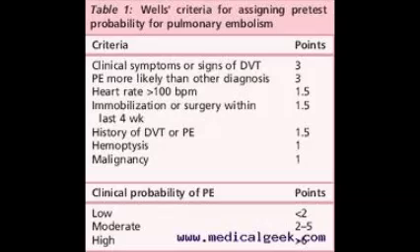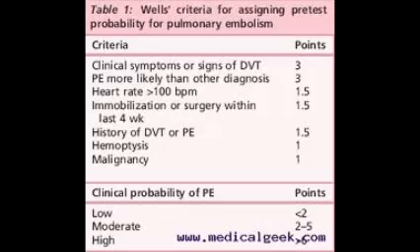Don't stands for the DVT symptoms. Die is the diagnosis, most likely PE. Tell, tachycardia. The team, 3 days at least of immobilization. 2, thromboembolism. Calculate, coughing up blood. And criteria stands for cancer.